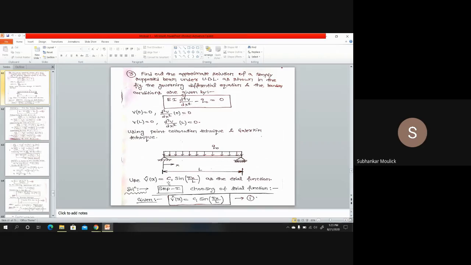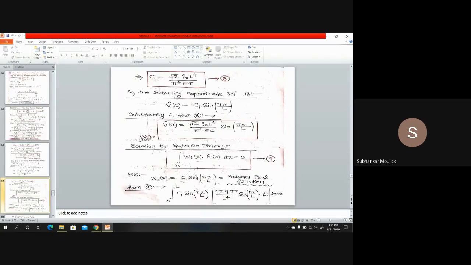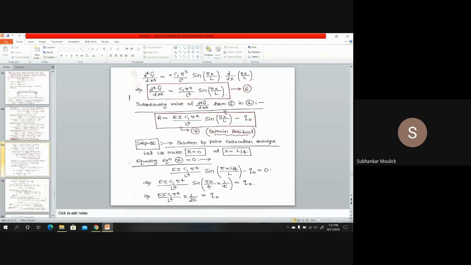V cap of x is c1 into sine of pi x by L. So the weighted function will be c1 into sine of pi x by L, which is the assumed trial function. And R of x is my domain residual or error of the problem. That is nothing but my equation number 7.